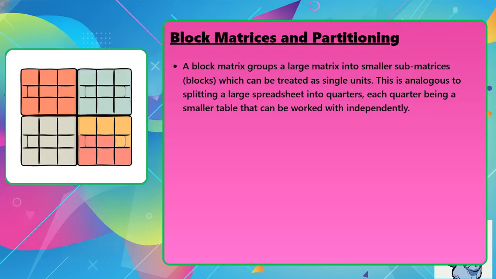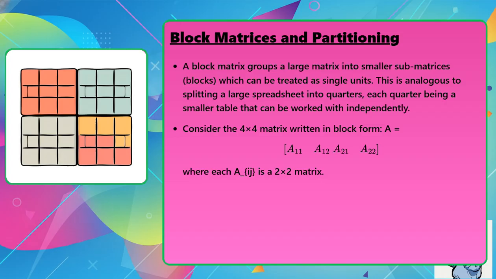A block matrix groups a large matrix into smaller submatrices, blocks, which can be treated as single units. This is analogous to splitting a large spreadsheet into quarters, each quarter being a smaller table that can be worked with independently. Consider the 4 by 4 matrix written in block form. A equals bracket A sub 11, A sub 12, A sub 21, A sub 22 bracket, where each A sub ij is a 2 by 2 matrix.